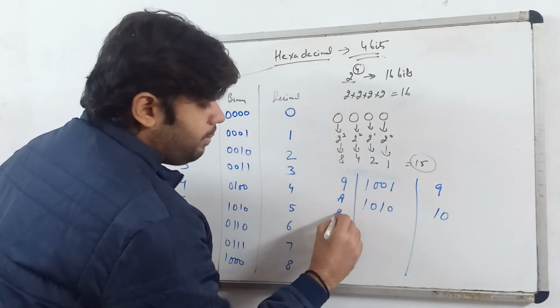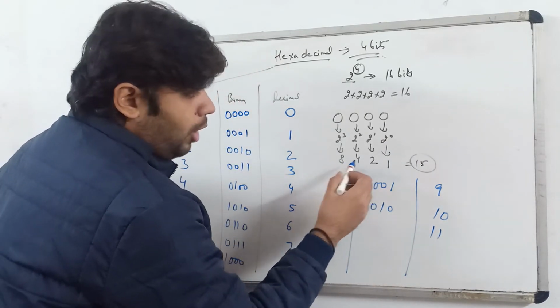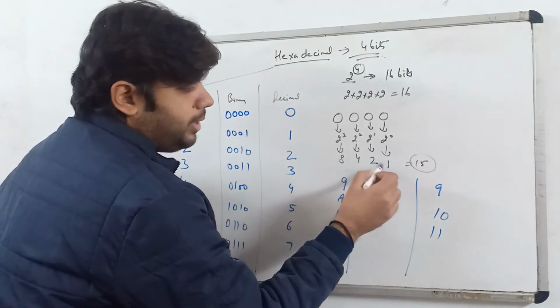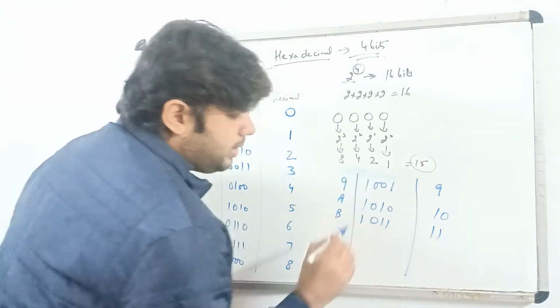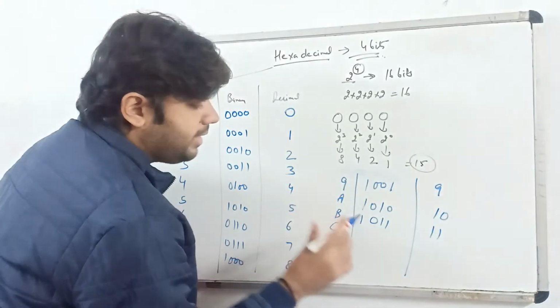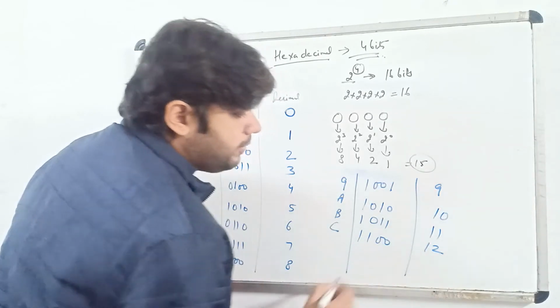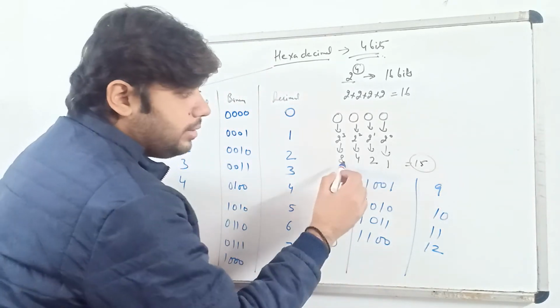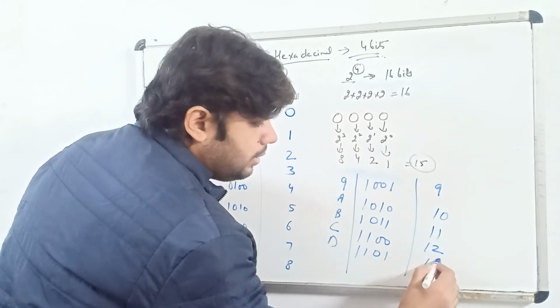Now we can go for B. B represents 11. So how can we go for 11? 8 plus 2 plus 1, like this: 1 0 1 1, and that is 11. Now we go for C. C means 12, so 12 is 1 1 0 0. Now D is 13, so go for 1 1 0 1, and that is 13.